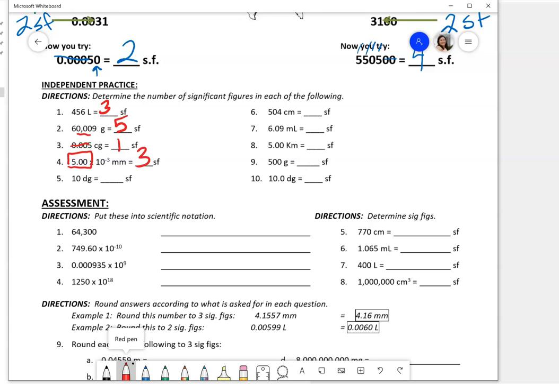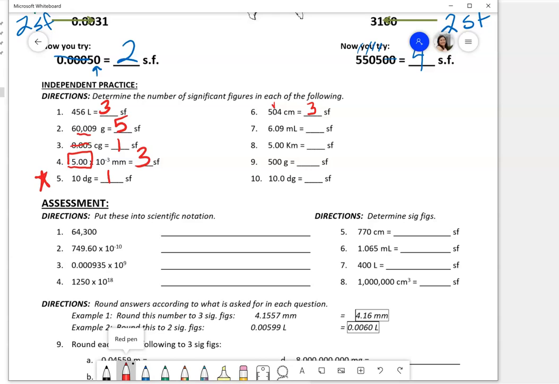Again, why 3 and not 1? It's 3 because those zeros are after the decimal place. 10 only has 1 sig fig. There is no decimal place there to make that 0 significant. And I'm going to put a little star next to that one because that's the one people miss quite a bit. 504 is 3 sig figs.